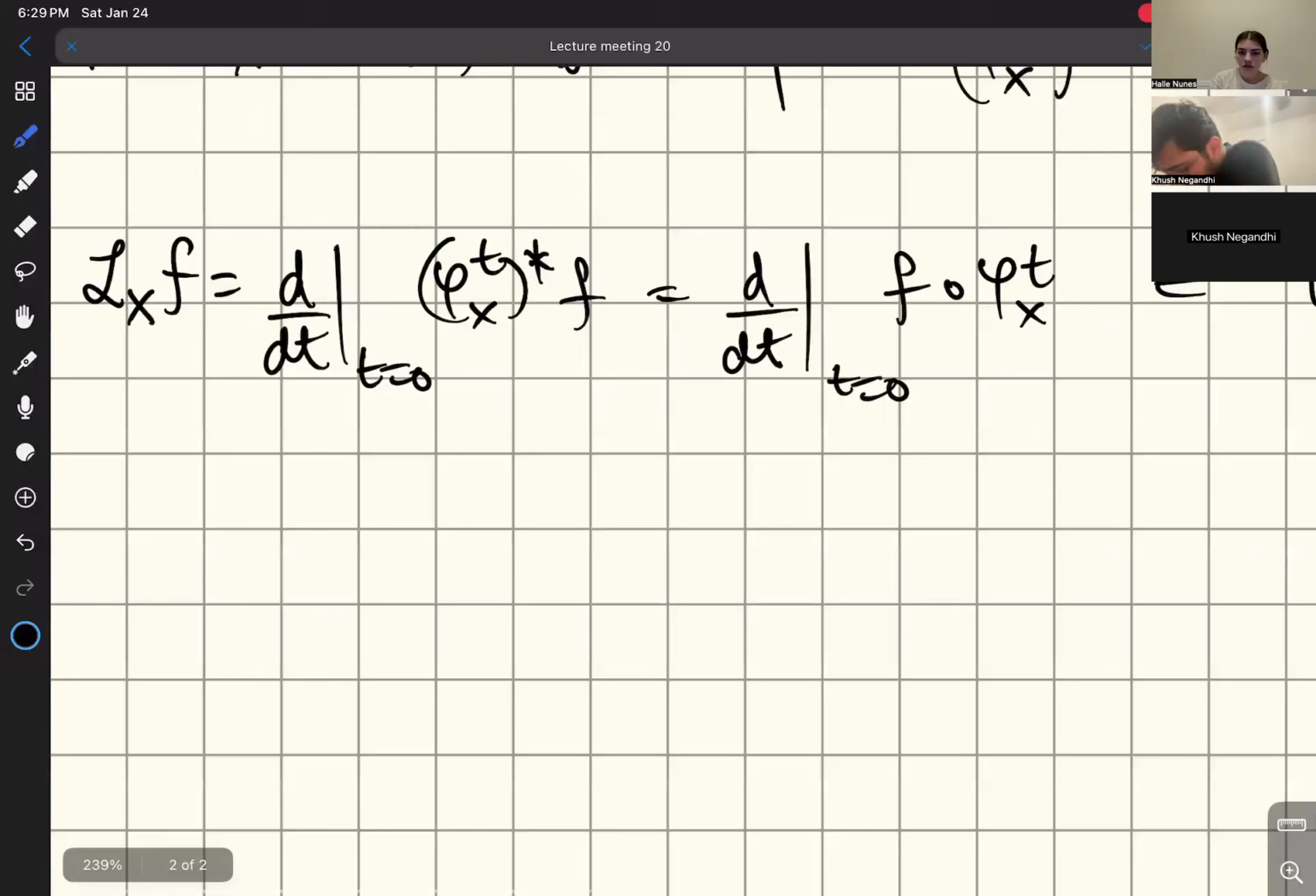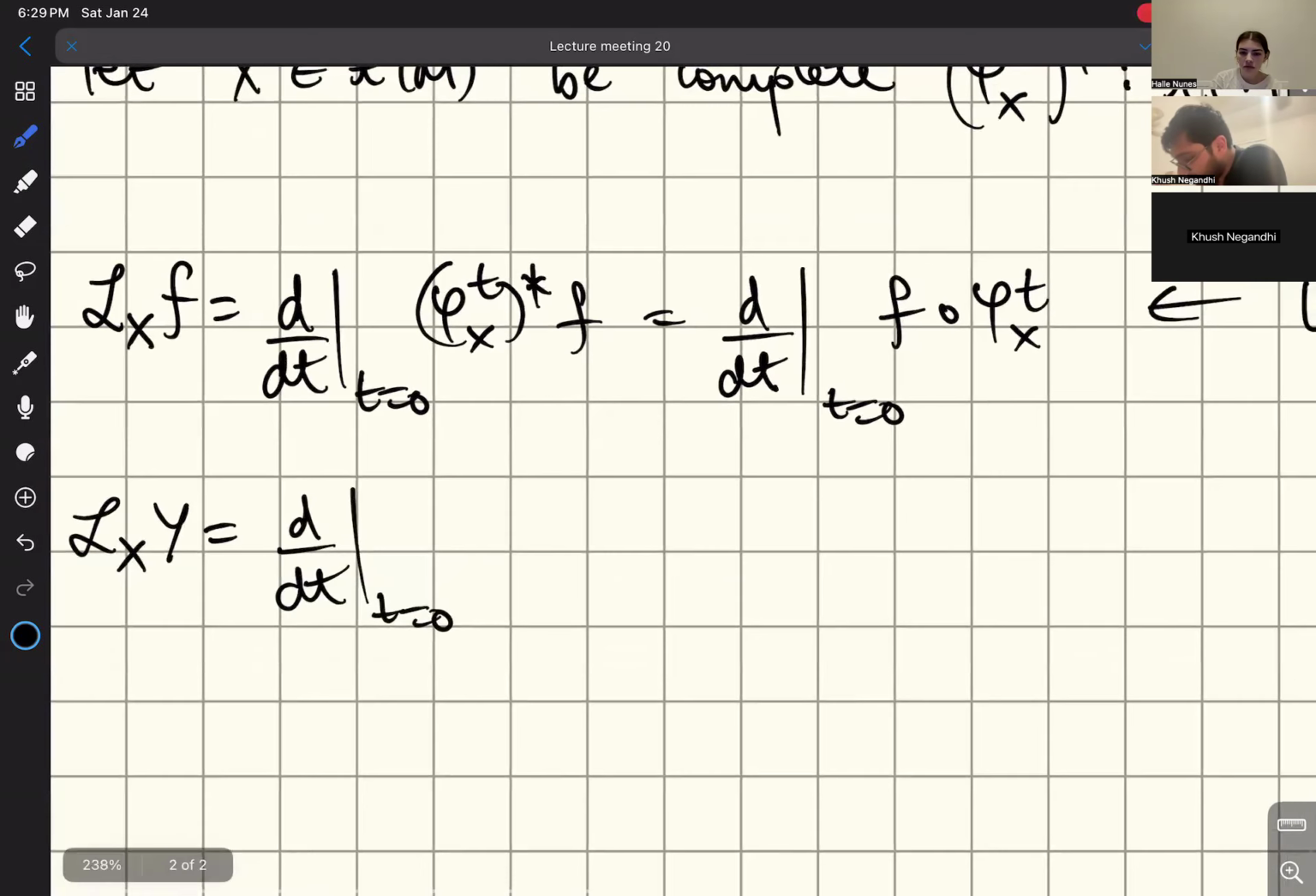So let's do that. So X at Y is just the same thing, d by dt, t equals 0, and then now you just pull back the vector field itself. This one is a lot more difficult, at least for me, to wrap my head around. With a lot of these things, I would honestly just recommend working out a couple of very simple examples to see if you can compute the Lie derivative of them directly.